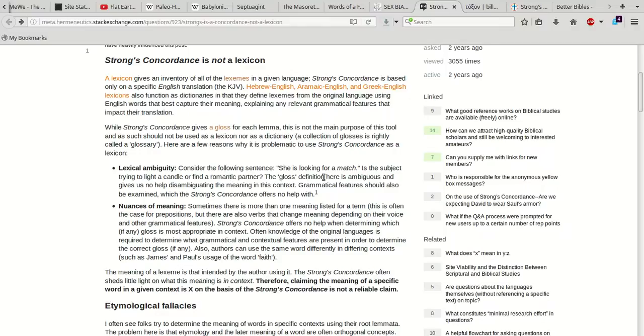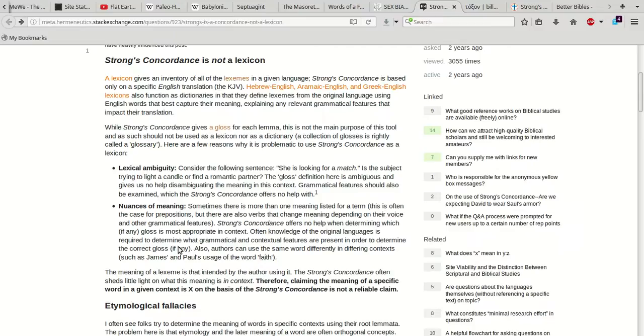So here, then he gives reasons why it is problematic to use Strong's as a lexicon. One is ambiguity. Consider the following sentence: she is looking for a match. Is the subject trying to light a candle or find a romantic partner? The gloss definition here is ambiguous and gives us no help in disambiguating, which means clarifying, the meaning in this context. And it says grammatical features should be examined, such as the parsing, which means to break it down into its linguistic components and see how it fits with other words, which Strong's Concordance offers no help with.